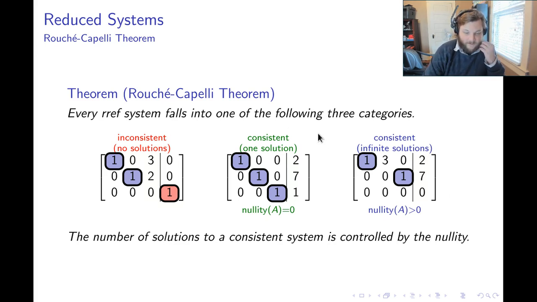So the first thing I do when I'm confronted with a reduced row echelon form system is I ask myself, which of these three categories does my system fall into? Is it inconsistent with no solutions, meaning that there's a pivot in the augmented column? Or is it consistent, meaning there's not a pivot in the augmented column? And if I am consistent, are there free variables or are there no free variables?